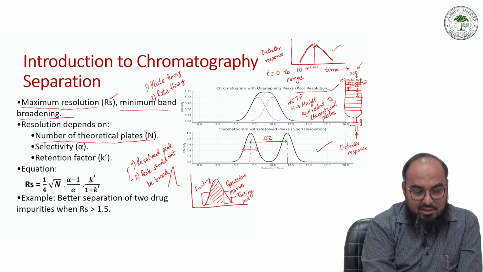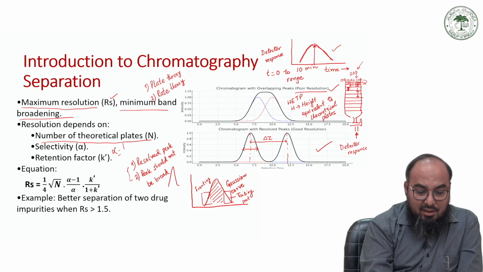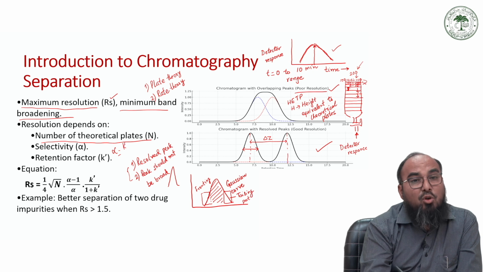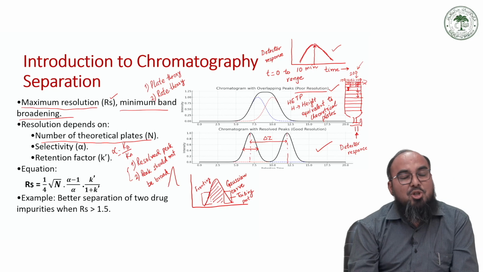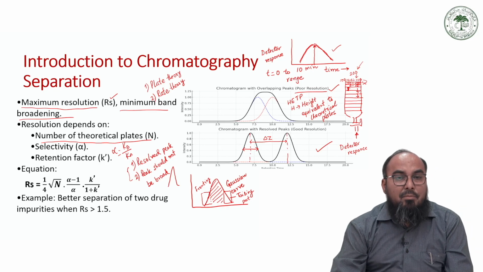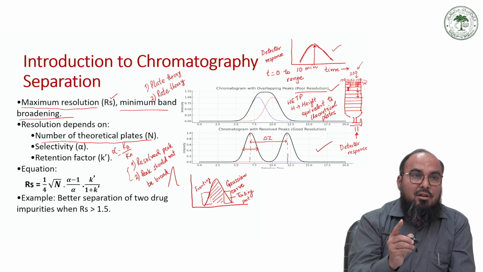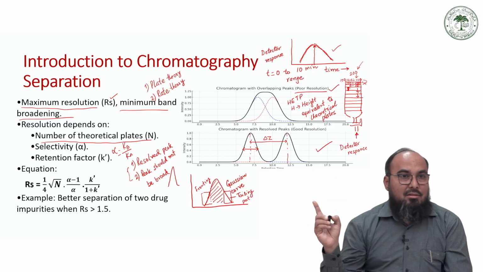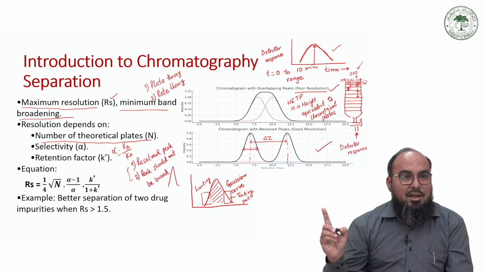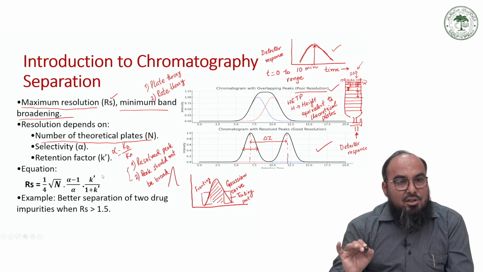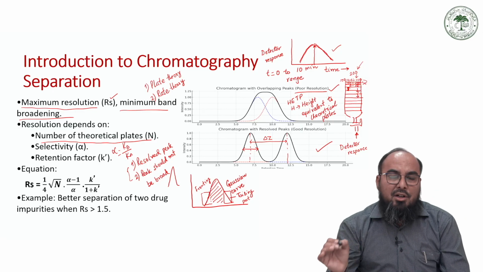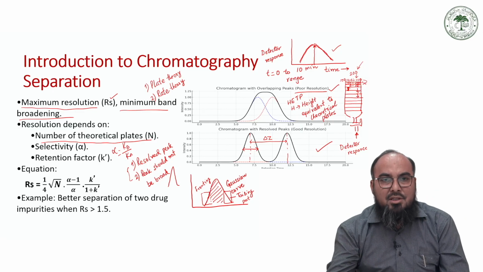Selectivity we know; we have already discussed it. Selectivity is K, for example, if you have a two-component system, then it is K_B upon K_A, the distribution constants of B upon A, where B is the solute which is eluted last. We have already discussed this selectivity in our previous slide, and we have also discussed the retention factor. So now we are trying to quantify this number of theoretical plates concept.